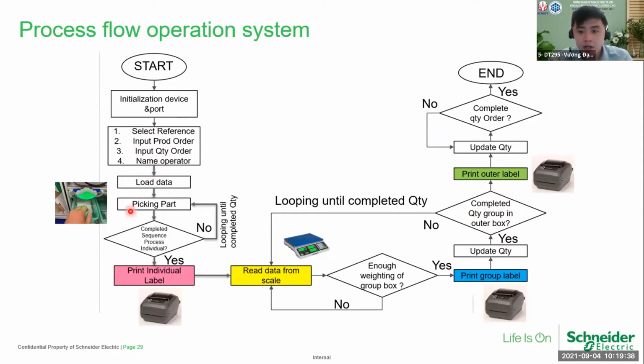First, the operator follows the rosette picking by the signal from the sensor until the bag quantity is enough, then the individual label automatically prints out. If the weight and quantity of the group box are enough, the group box label will automatically print out. If the quantity of group boxes in one outer box is enough, the outer label will automatically print out.